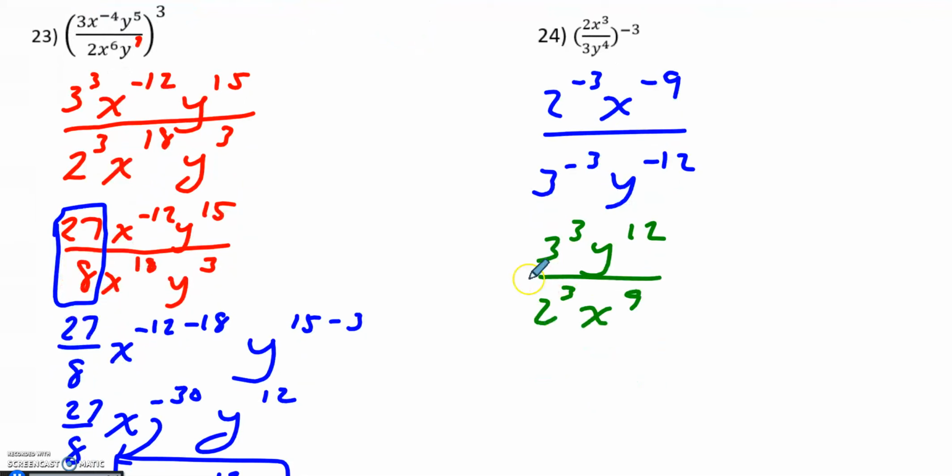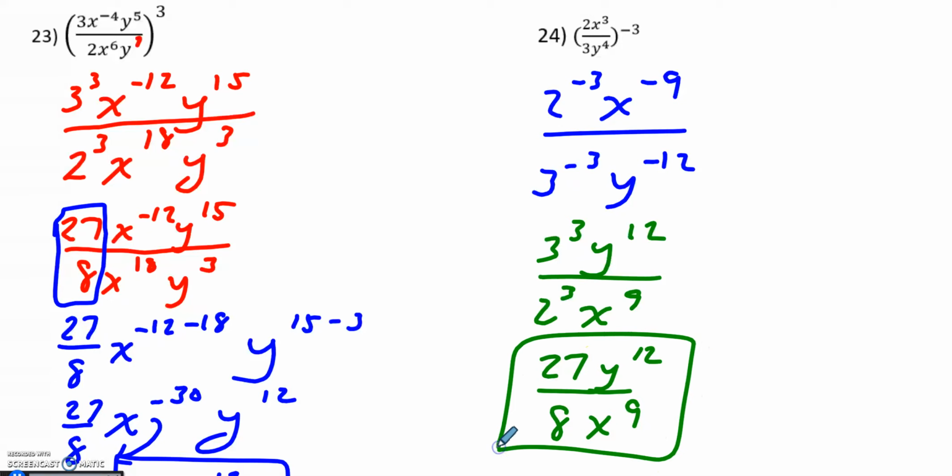So this problem actually ends up being like the previous one, because 3 to the third is 27 again, 2 to the third is really 8, and now y to the 12th and x to the 9th are where they should be. So my final answer is boxed in green.